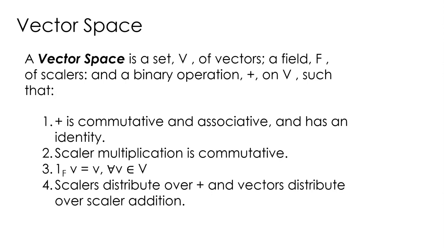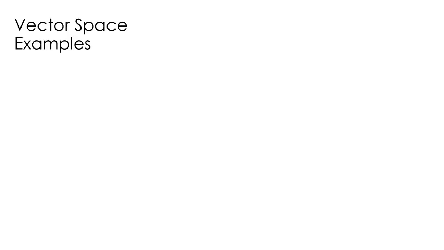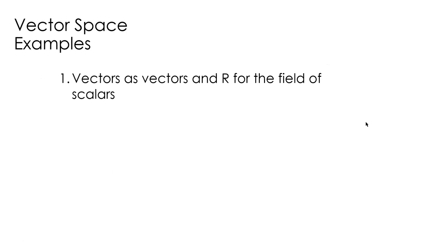So, let's look at some examples of vector spaces. Now we have our normal one. Vectors are just normal vectors that you know and love. And R is my field. That's supposed to be the funky R for reals. You can have them as row vectors or column vectors.